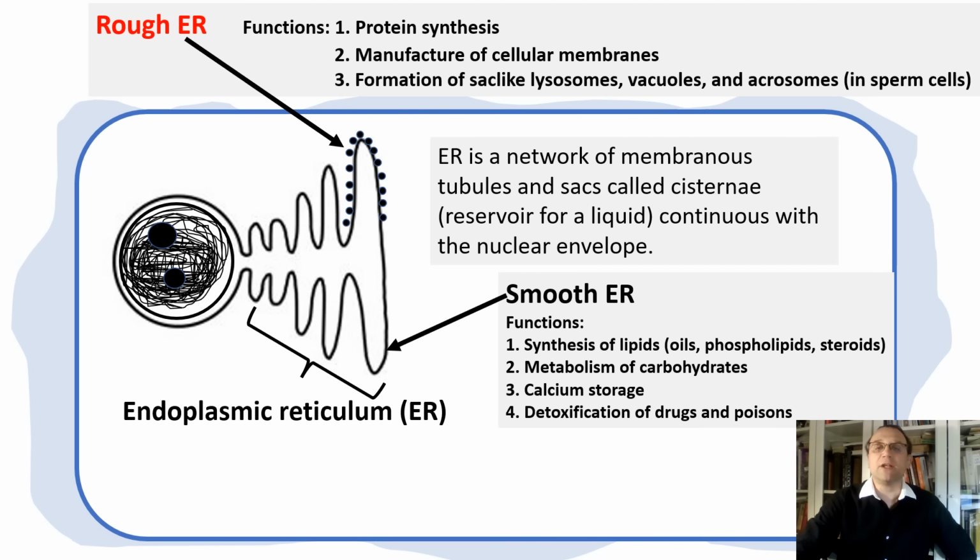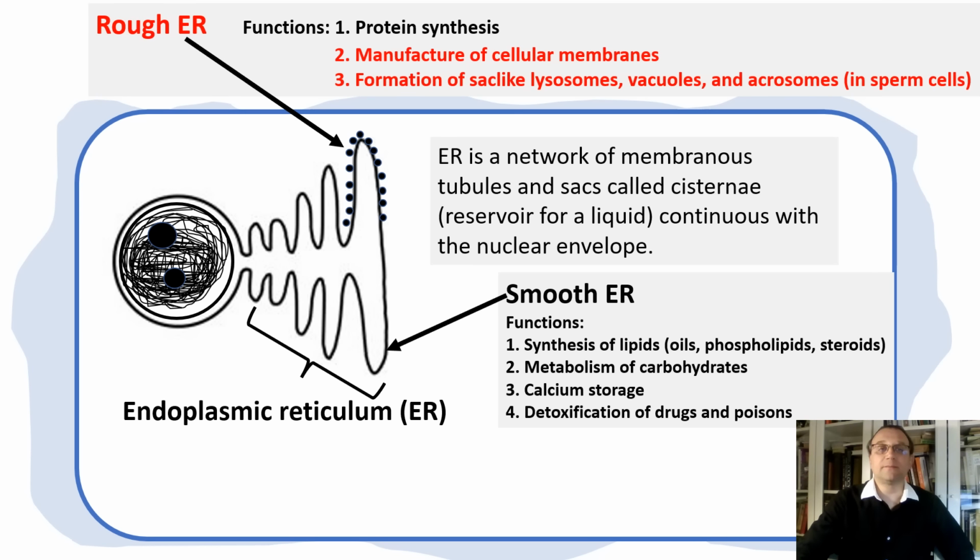The rough ER consists of parallel rows of membranes surrounding deep channels. The small round bodies or grains are ribosomes. It is safe to conclude that a cell containing rough ER is highly involved in protein synthesis and probably secretes proteins out of the cell as fast as they are made. It is involved in the manufacture of cellular membranes and the formation of sac-like lysosomes, vacuoles, and acrosomes. Acrosomes are structures in sperm cells.